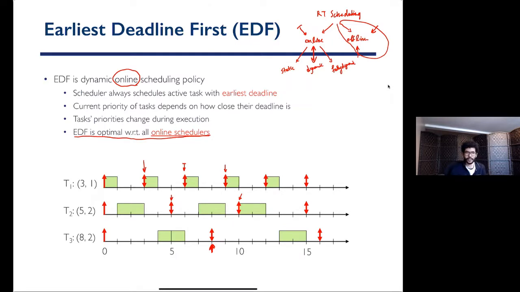If you run this to completion, you will see that... I think you need to run this for, if I'm not mistaken, what's the common multiple of 3, 5, and 8? I think it's going to be the multiplication of all of them. But if you run for the common multiple, you will see that all the deadlines are met, and then it repeats itself.